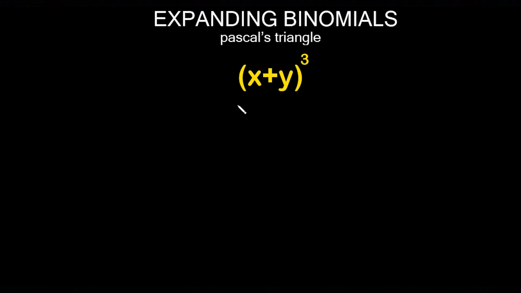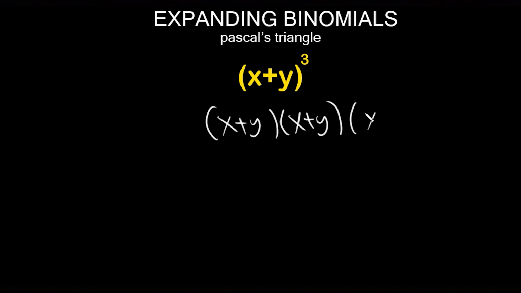Now there's two ways you could do this problem. You can simply just do x plus y times x plus y times x plus y, and then multiply the entire thing out. That's totally fine, okay? But as your exponent starts increasing in value, let's say this becomes like a 7 or a 5, that's going to be a lot of work, and that's where Pascal's triangle comes into play. It can make expanding out binomials much easier. So let's talk about how we're going to do that.